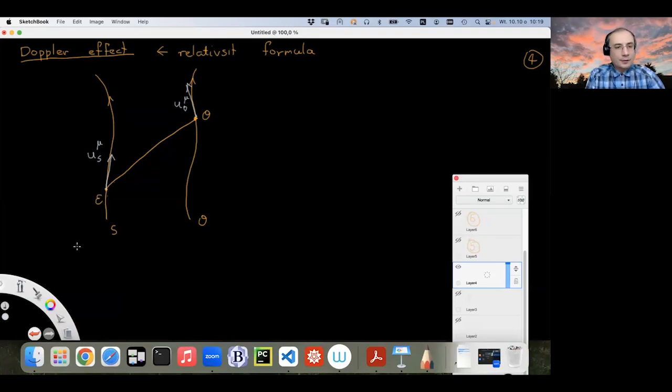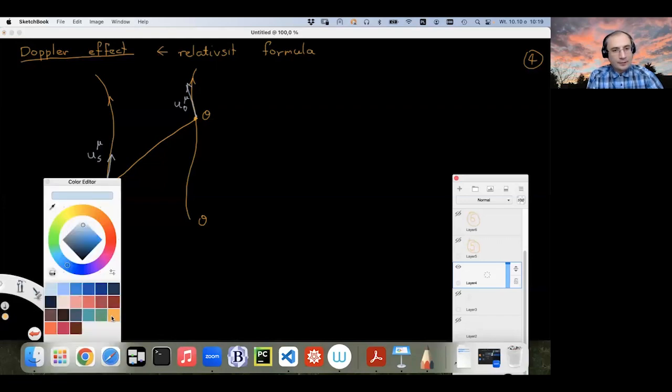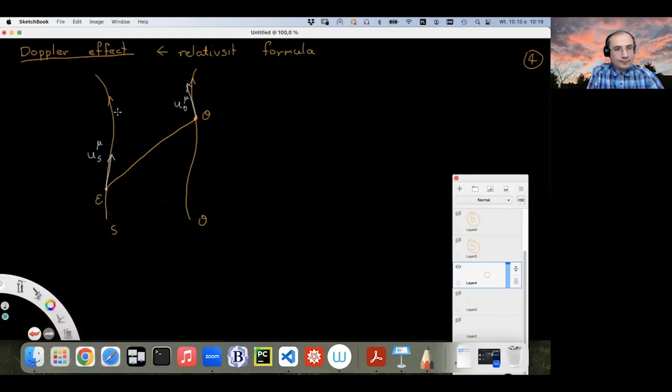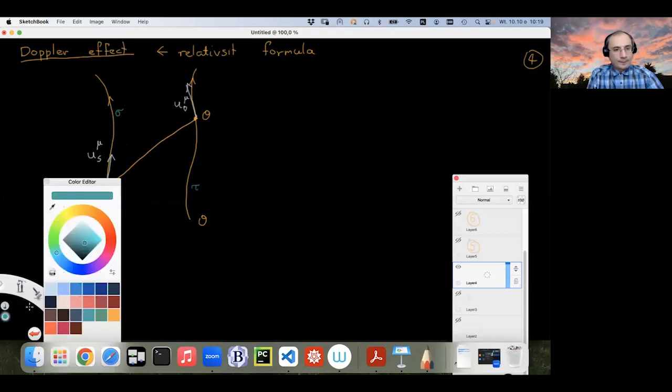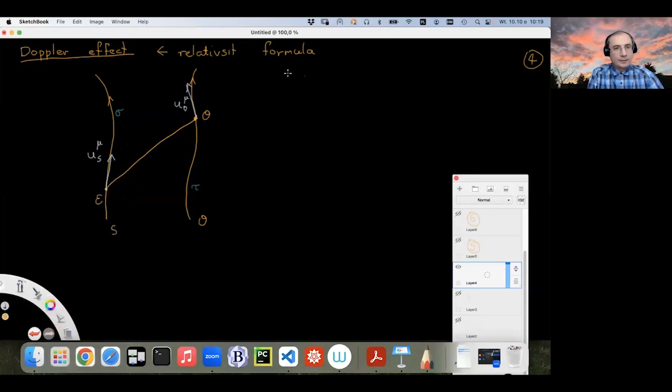Now the source has his or her proper time, which we'll call sigma. The observer has his or her proper time, which we call tau. This means that dx_observer^mu over d tau is equal to u_O^mu, and dx_source^mu over d sigma is equal to u_S^mu at every moment.